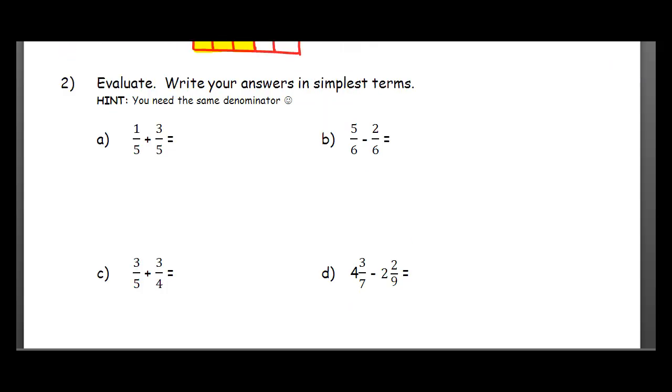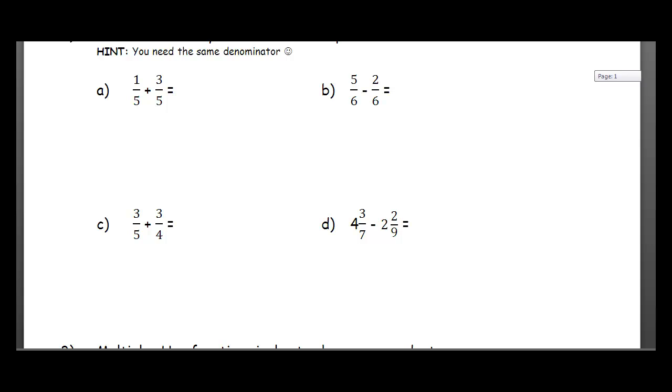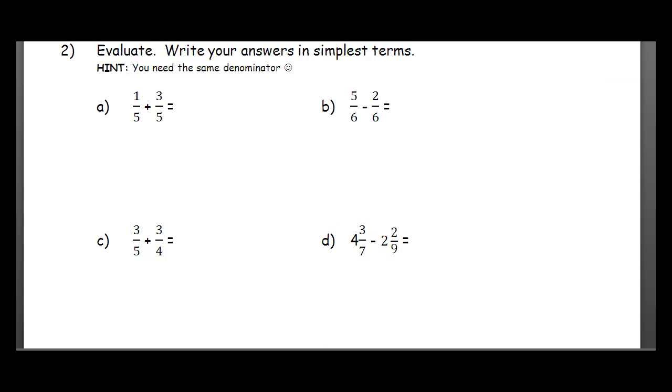Number 2 says to write your answers in simplest terms by evaluating. So we have 1/5 plus 3/5. Remember, if the denominators are the same, that's great. You leave the denominators as the same, so our answer is going to be something over 5, and 1 plus 3 is 4, so our answer is 4/5. B, 5/6 minus 2/6 equals 3/6. And then in simplest terms, we know that 3 goes into both 3 and 6, so we divide the top and the bottom by 3, and we get 1/2 is our answer.